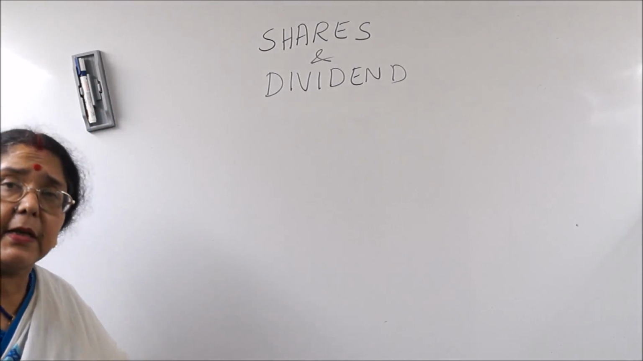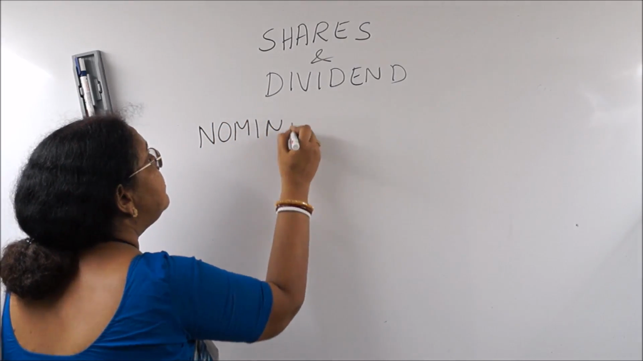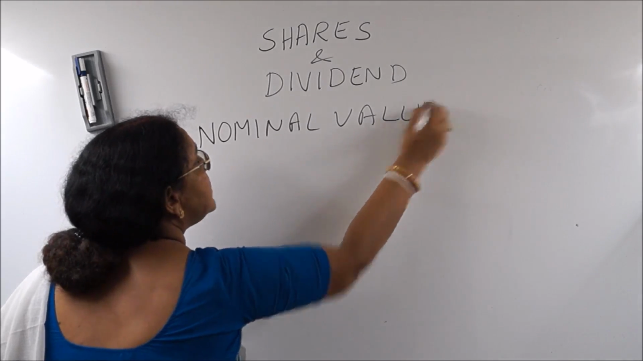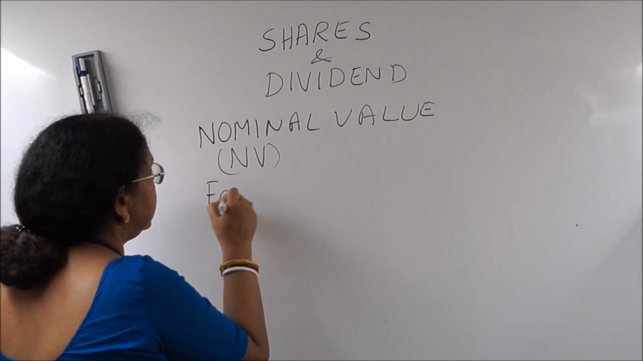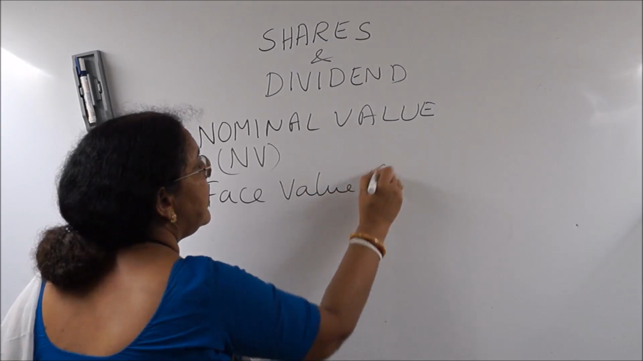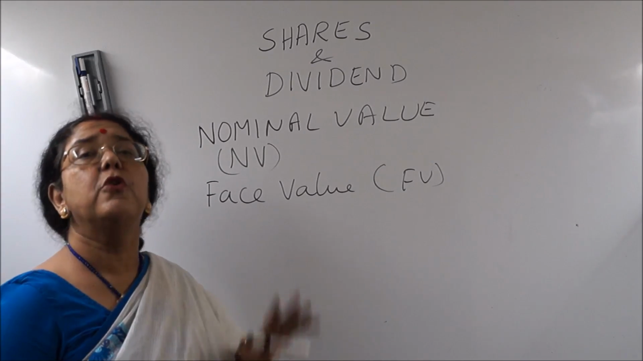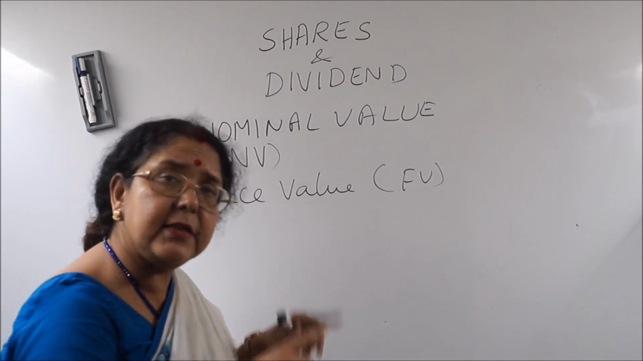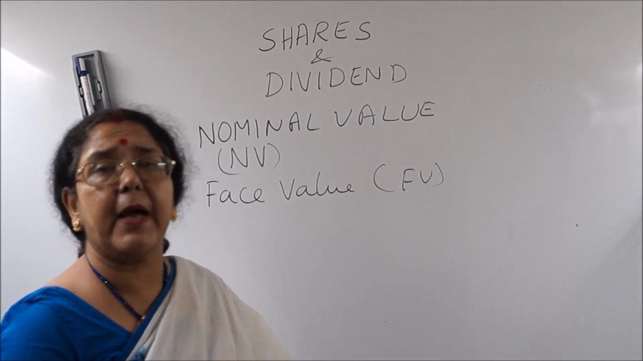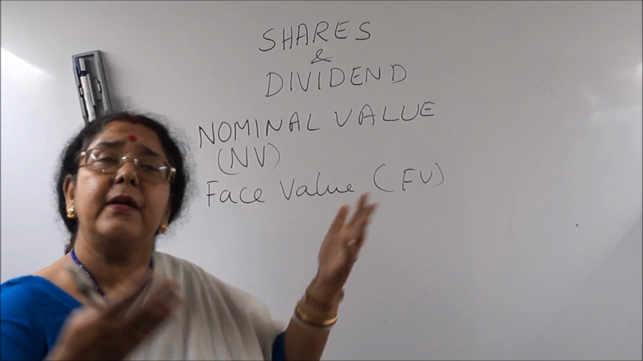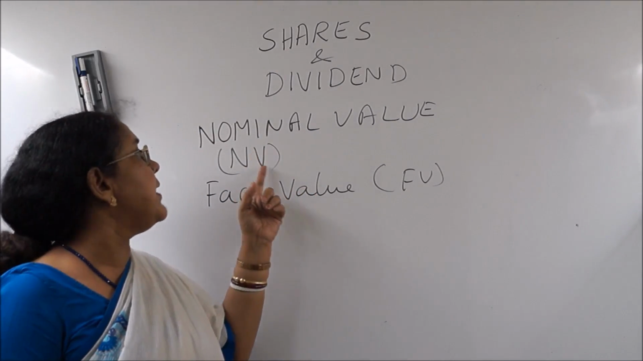The basic terms that you will be learning in this topic are, first, nominal value of shares. In short, this is represented as NV, or it is also known as face value, or FV. Now what is this nominal value or face value? Nominal value or face value is the price of one share which is determined by the company. So at what price the company wants to sell its share, that is the price decided by the company, and the company releases the shares at this price. So that is called nominal value or face value. In short, we write it as NV or FV.